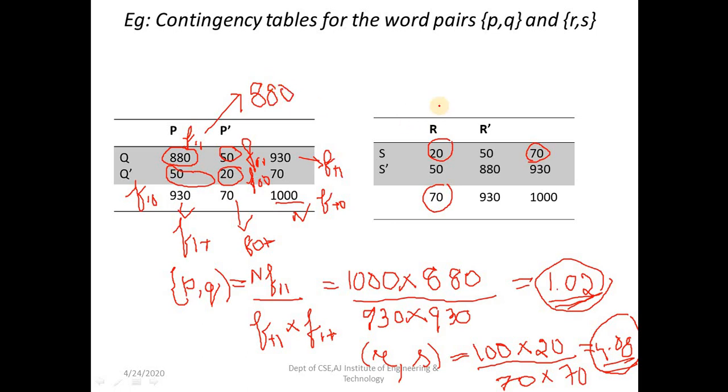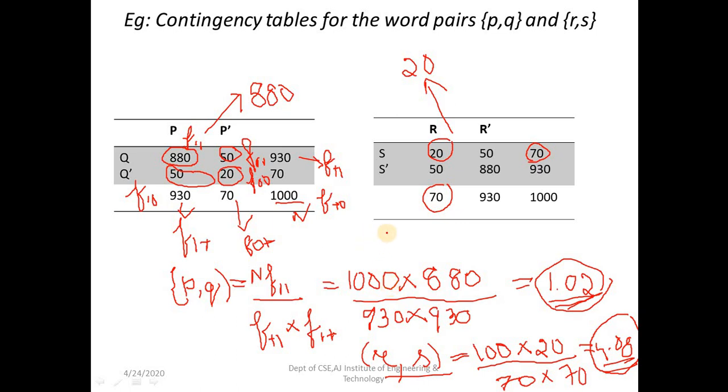Okay, and the support count of the word pair R, S is 20. But here, if you see, the interest factor for the pair R, S is 4.08, which is greater than the interest factor for the word pair P, Q. So this is one drawback of interest factor. This was the example showing the limitations of interest factor.